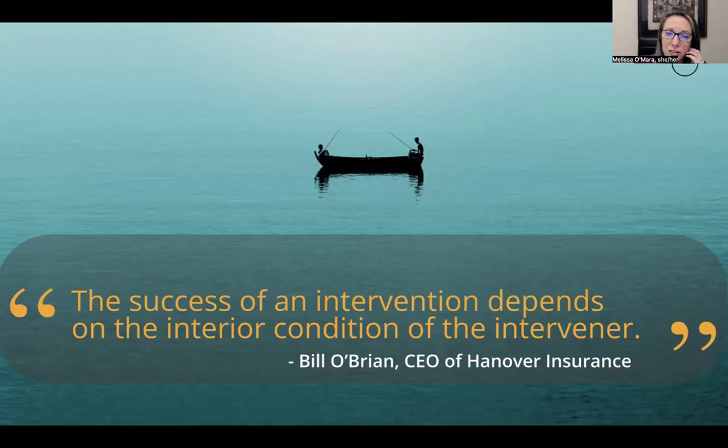The success of an intervention depends on the interior condition of the intervener. Think about that for a minute. We are the interveners, and we want to be successful. But if we come in nervous or unsure, we can crater the intervention by showing up with these characteristics that are not conducive to connecting deeply, thoughtfully, meaningfully, and in a fact-based way with the folks that are in front of us.